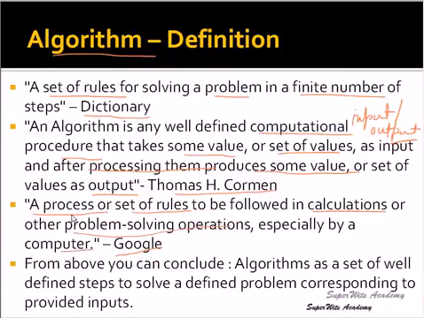So overall, it may be a process, it may be a set of rules, which is basically for problem solving operations, right? So from all these different definitions, we can conclude that algorithms are a set of well-defined steps to solve a defined problem corresponding to provided input. So that means there are some inputs provided corresponding to the problem which is to be solved. So there will be a number of steps to solve this, right?